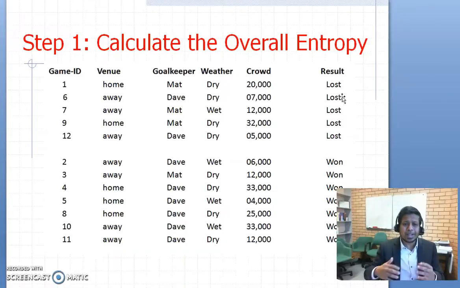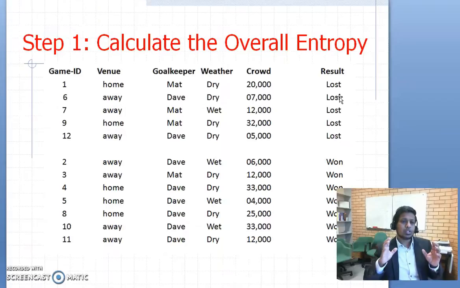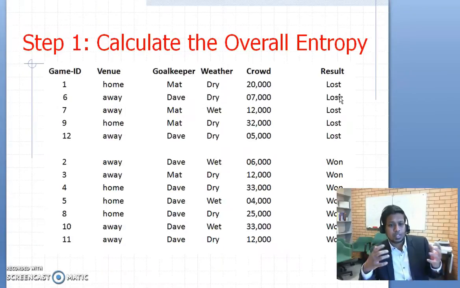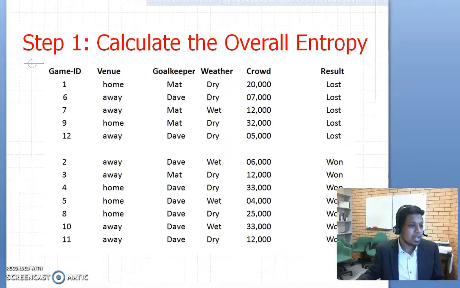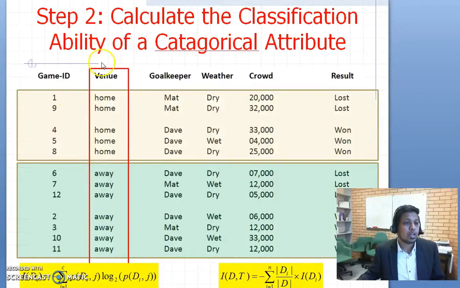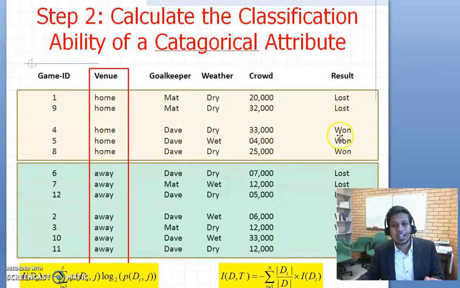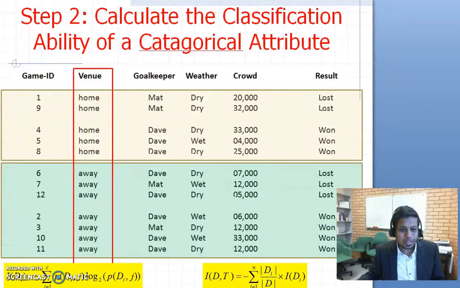But when the values are not so homogeneous, when the distribution is not skewed but flat, then our uncertainty increases. Entropy calculates that, and a decision tree building algorithm will first calculate the uncertainty in the whole data set, and then it will calculate the uncertainty of each attribute one by one in classifying the class attribute. In this case, the class attribute is result.